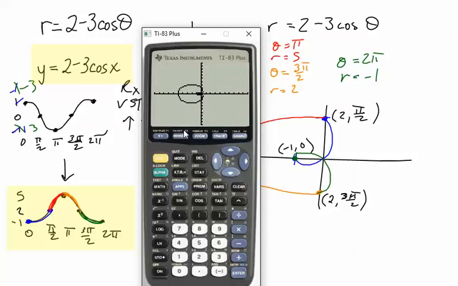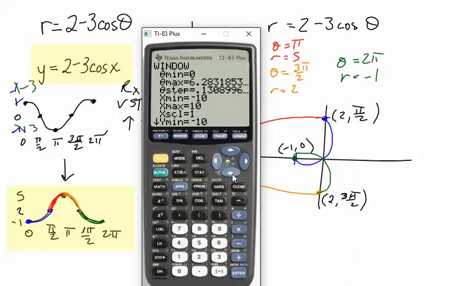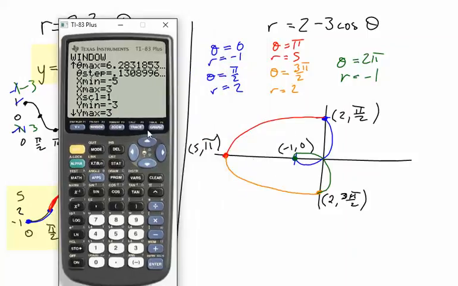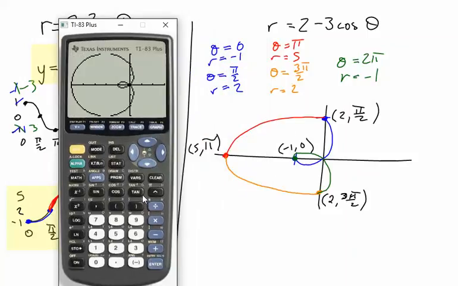Now we might need to modify our window a little bit, so what if we went from an x-min of negative 5, that's where the graph ended, to an x-max maybe of 3? How about a y-min of negative 3 and a y-max of positive 3? I'm just looking at the graph that we have and deciding where the x and y window should fall. And there's the graph, and that's the same graph that we got.